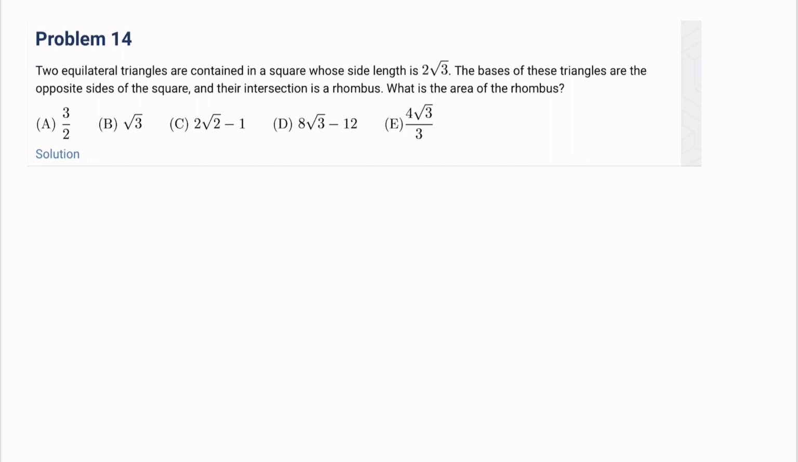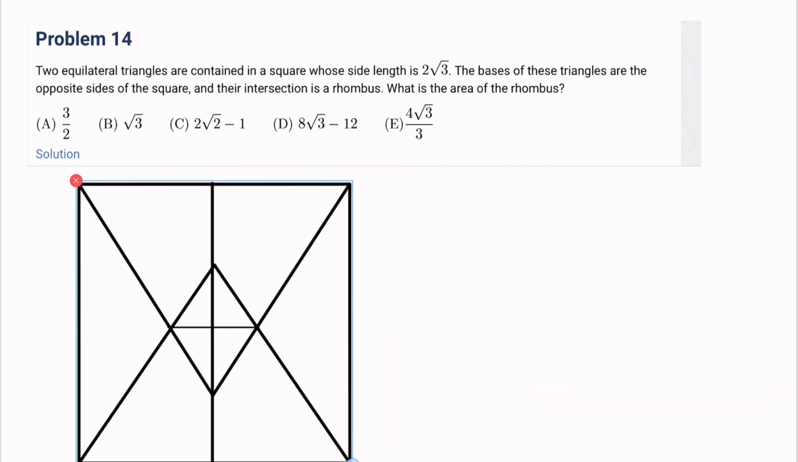Number 14. Two equilateral triangles are contained in a square whose side length is 2√3. The bases of these triangles are the opposite sides of the square, and their intersection is a rhombus. What is the area of the rhombus? Okay, so if we draw this out, then that would become this, right?